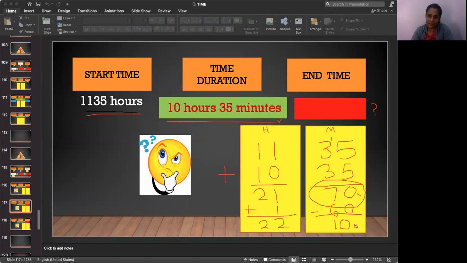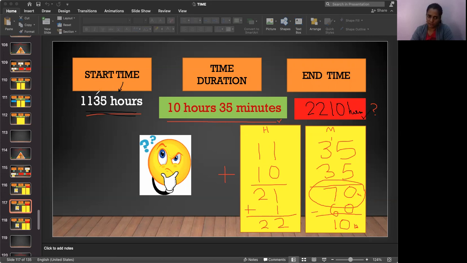Now, how do you write that? Remember, look back at our question. The question is in the 24-hour system. So your answer is also to be written in the same 24-hour system. So you just write 22:10 hours. Okay, and that completes your answer.